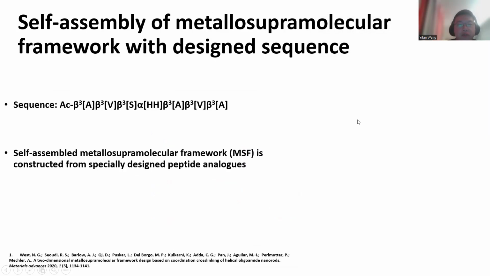A specific sequence, unacylated AVS HESIS AVA, also called HESIS peptides, was designed to assemble into metal supramolecular frameworks, which is MSF. In this sequence, A, V, and S are beta-3 residues, while the 2 central histidines are in the alpha configuration.